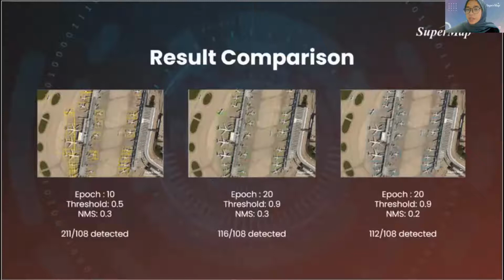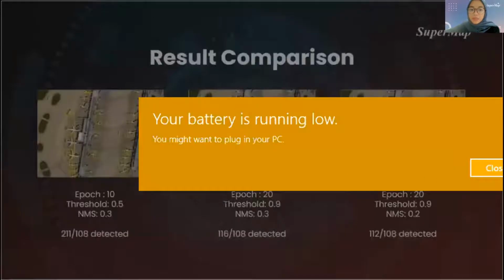Right, so I already did some comparison for my data. I have imagery data containing airplanes, and I did object detection for the airplanes. I did 3 different simulations here. The first one uses only 10 epochs, the second one 20, and the last one 20. Based on the result, the higher the epoch, the better the result.